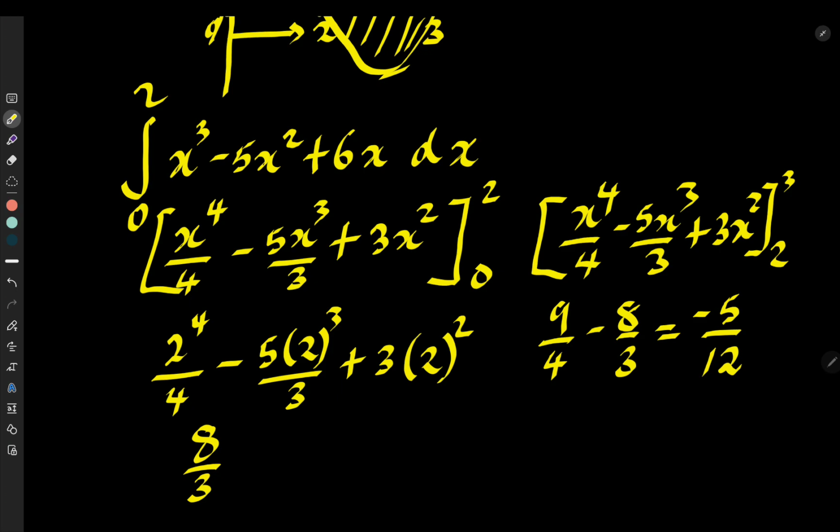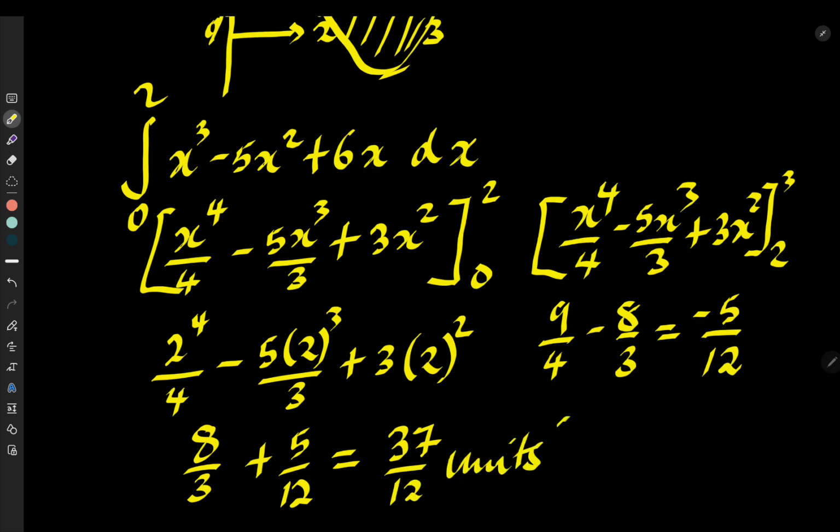It's negative because the negative just shows the position of the area. So it's on the negative side of the x-axis. Then we need to add this to 8 over 3. When you're adding, we don't include the negative. We just say plus 5 over 12. Otherwise, it's going to subtract. So the final area will be equal to 37 over 12 units squared. And that is how you determine the area under this curve.